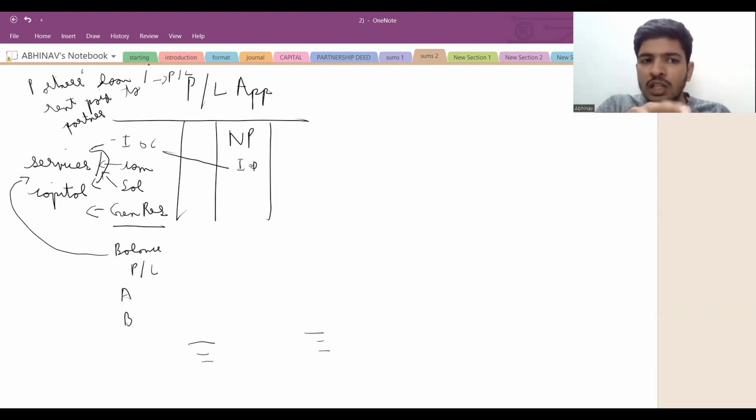Detailed concept of all these terms will be explained when we learn about the calculation of interest on capital and interest on drawings. Now we learned this. Then we also learned the partners' capital account. We learned there are two methods.